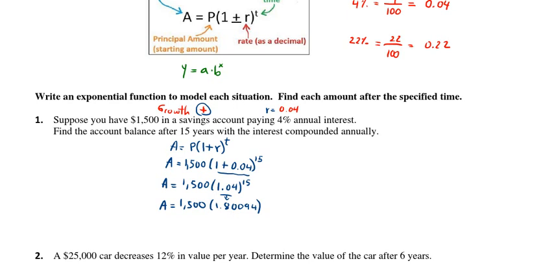And now I multiply this by 1,500, which gives me a new amount equal to 2,701.415258 and so on. But we're talking about money.